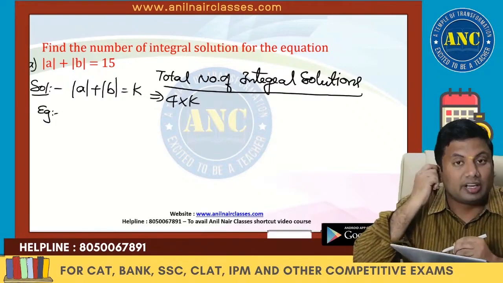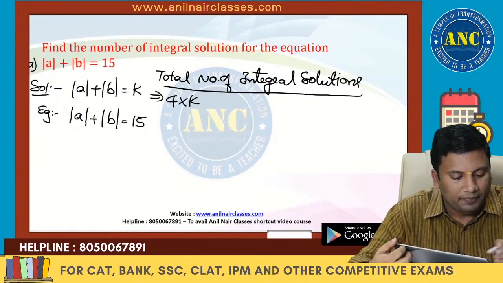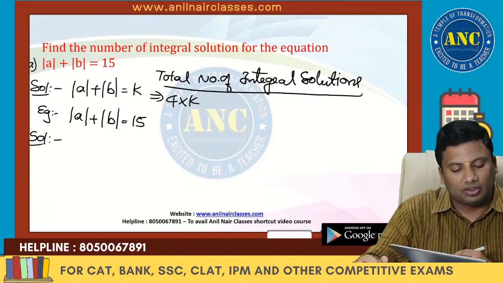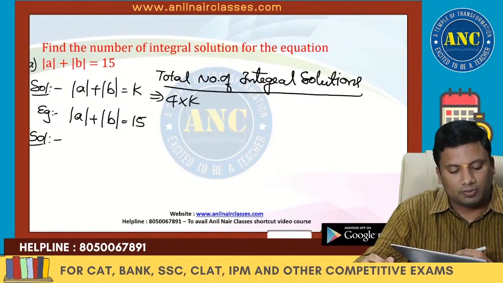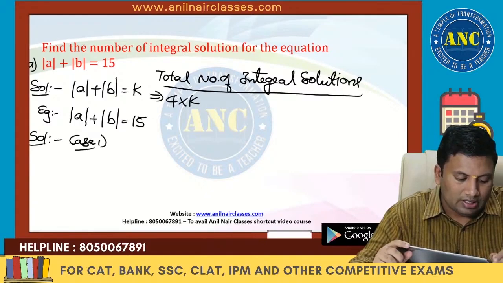We have seen it. Now we will see the traditional method also. |a| + |b| = 15. How to solve it by the traditional method? We will also solve for 3 variables. Case number 1.